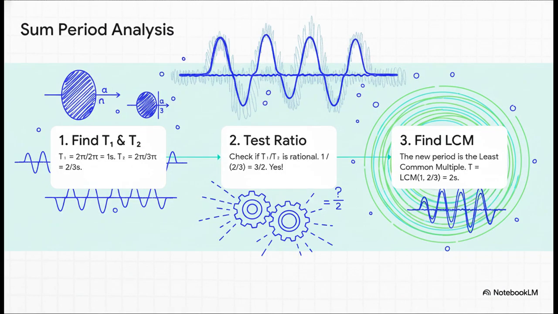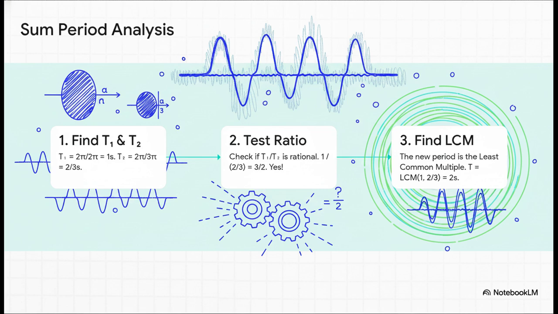Let's do this step by step. The first signal, cos of 2 pi t, has a period T1 of 1 second. The second signal, cos of 3 pi t, has a period T2 of 2/3 seconds. Now, for the test, we take the ratio of T1 over T2, so that's 1 divided by 2/3, which gives us 3/2. Hey, that's a rational number, so the sum is periodic.